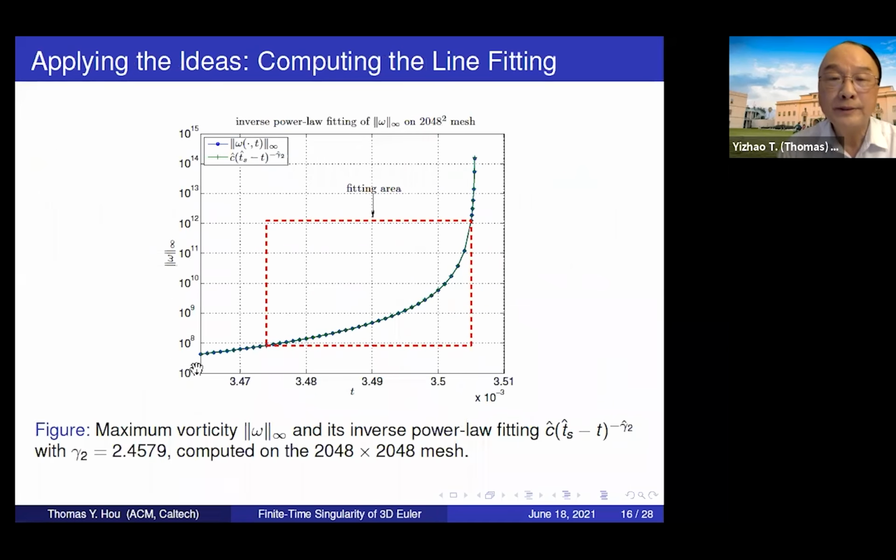And you can try to fit the asymptotic growth rate as a function of time, to see if it satisfies the Beale-Kato-Majda criteria, that the maximum vorticity should not be integrable in time. So then we get a very convincing fitting that this exponent is about 2.4579. So certainly greater than 1, it's not integrable in time.